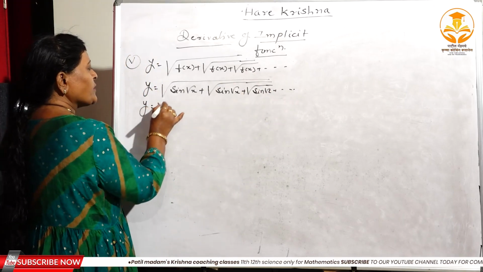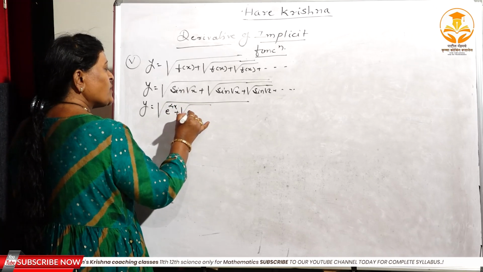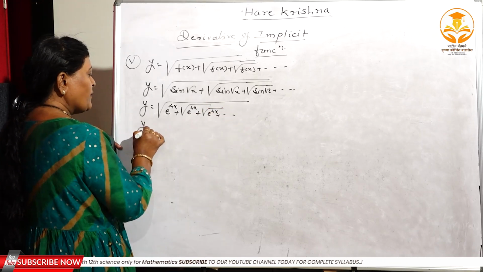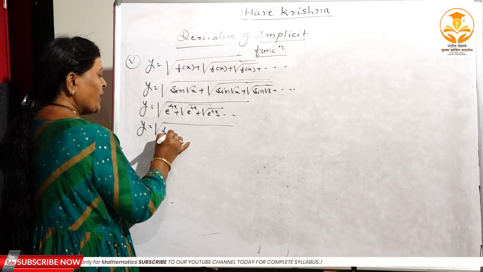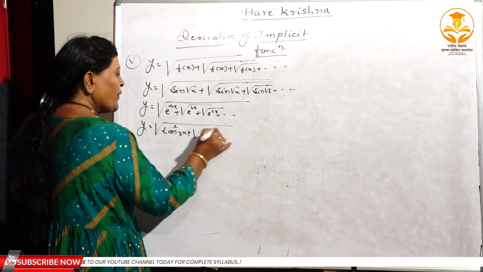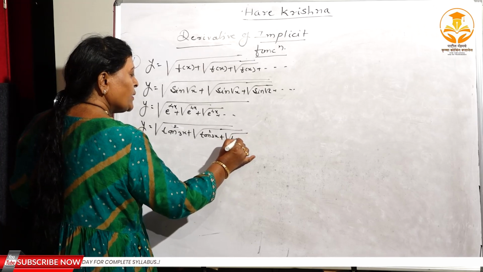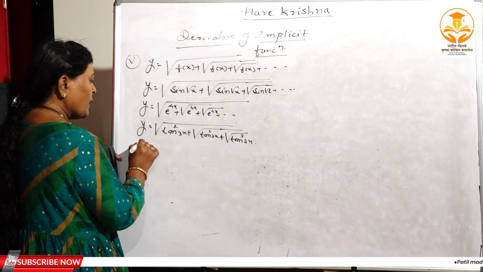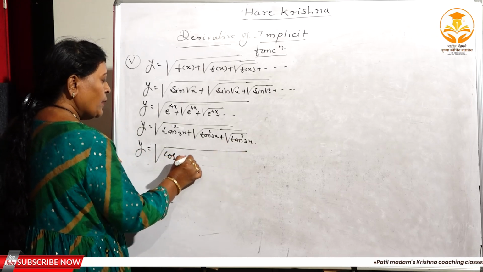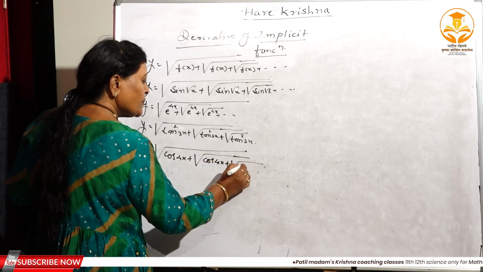Again you can take any function, that is e raised to 4x plus root of e raised to 4x plus root of e raised to 4x, right? Again y is equal to, you can take tan square 3x plus root of tan square 3x, isn't it? Like this again. Here again, cos 4x plus root of cos 4x plus root of cos 4x.